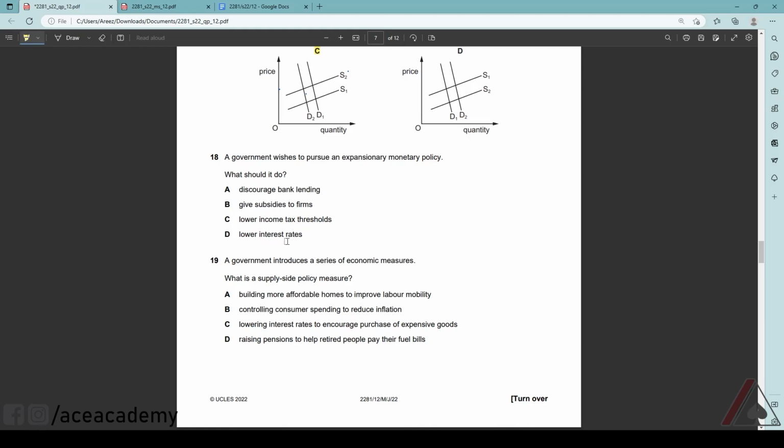D is lower interest rate. This is a monetary policy, but is it expansionary? Does it increase the aggregate demand? Let's look at it. If there are lower interest rates, it means that borrowing is cheaper. The cost of borrowing is interest rates, and if the cost is lower, people would borrow more. Just like the first one, the same explanation. If people are going to borrow more, people would have more money or more disposable income in their hands. People will be able to demand more and buy more. There's going to be more consumer spending, more demand for imports, etc. So a lower interest rate is an expansionary monetary policy. So D is your answer.